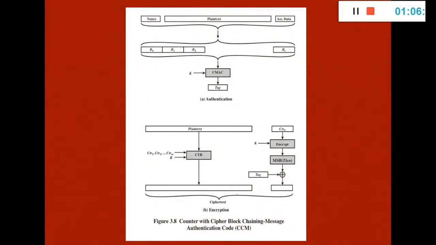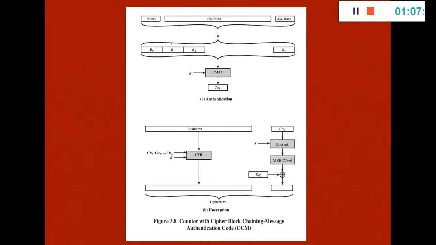And finally, you have counter with CBC-MAC, or CCM. Here, data will be both authenticated and also encrypted. You have plaintext and a nonce. A nonce is another string of bits, like a hash function input, but you add some nonce to make it more confusing for the attackers. And then you have the associated data, which is authenticated but not encrypted, like a protocol header.